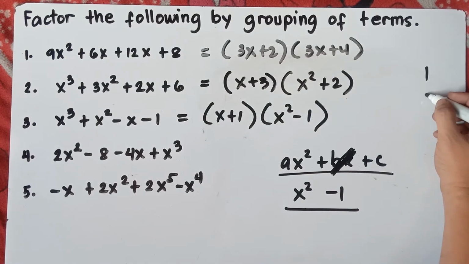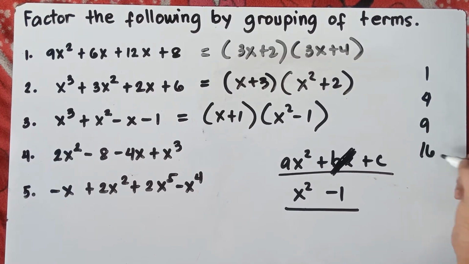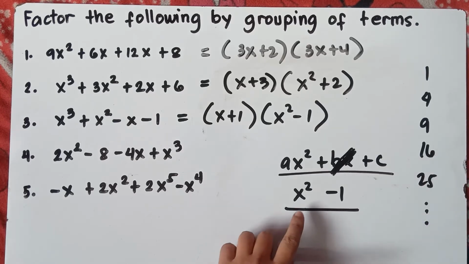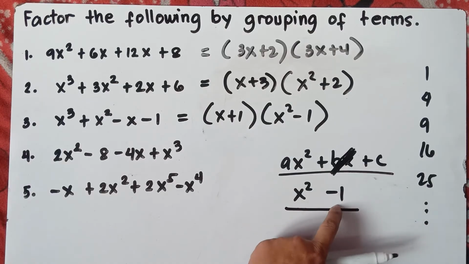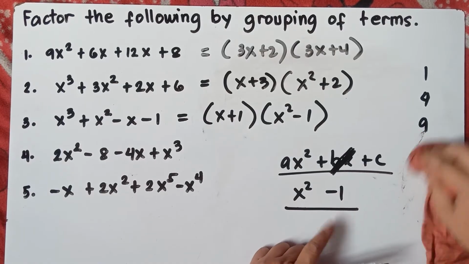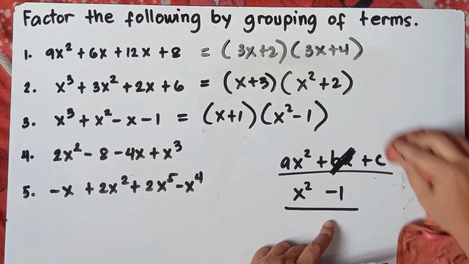1 times 1 is 1, 2 times 2 is 4, 3 times 3 is 9, 4 times 4 is 16, 5 times 5 is 25, and so on. These are perfect squares because if you get the square root of these numbers, you will get a whole number answer. So if you have a quadratic term and a constant, and the constant is a perfect square, we can still factor this out by the difference of two squares.